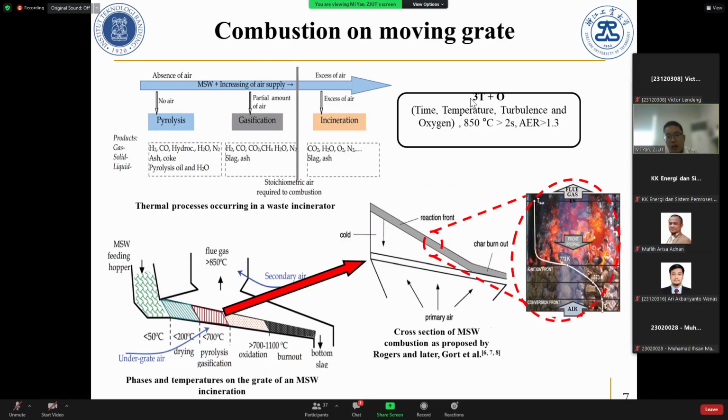Okay, the 3T plus O means we have to supply enough time for combustion. The temperature must be high enough, and we have to mix well the MSW and air. So the moving grid is helpful for mixing the MSW and the air, to supply enough air for the combustion, and oxygen is here.